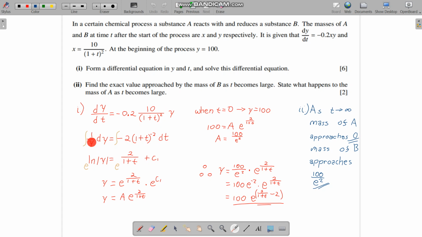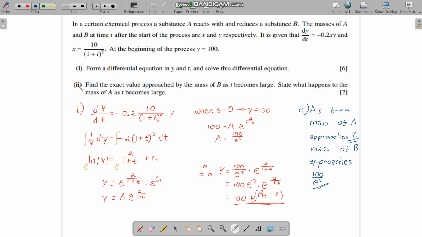And the result is, 1 over y becomes ln, and this becomes minus 2 times 1 plus t all to the power of minus 1 divided by minus 1, which is just 2. And we can do e to the power of, cancel out the ln, always positive, so no need to use modulus. And we have a constant, let's call it a. Plug in the boundary conditions, when t equals 0, y equals 100, we get the value of a, and therefore this is the solution. We can use this form or this or this, they are all equivalent.